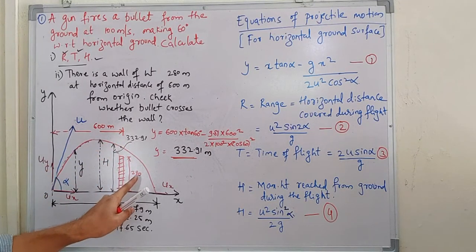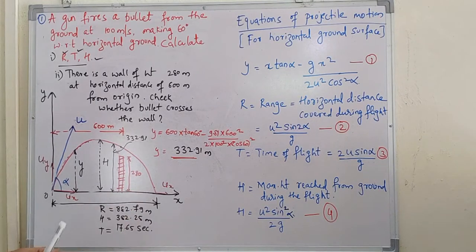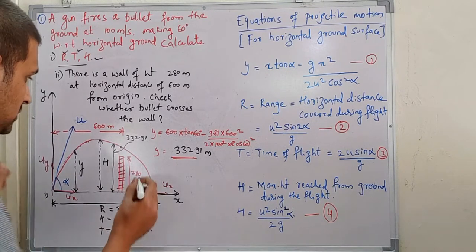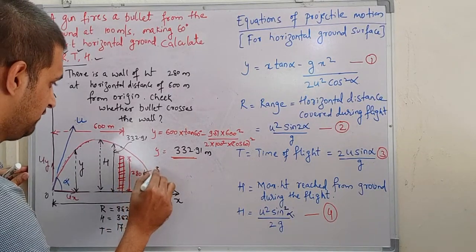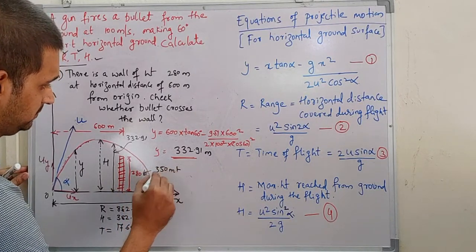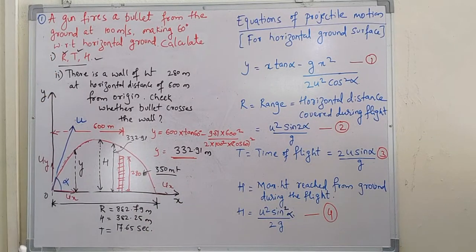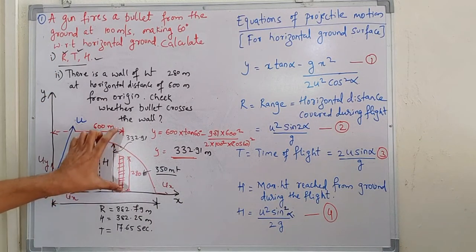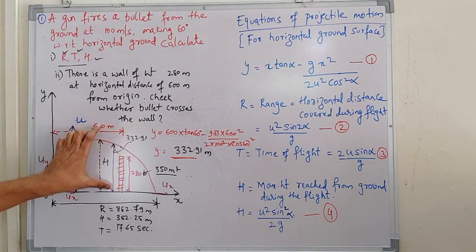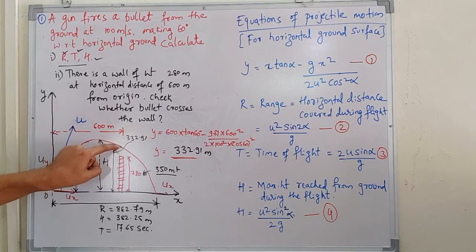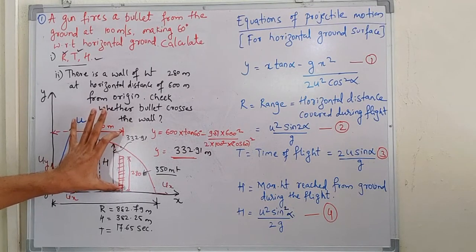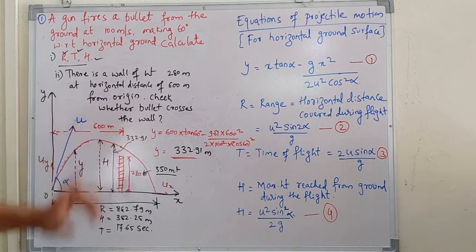So what if this is 350? What if the height of the wall is, instead of 280, 350 meter at the same location? Yes, it will hit the wall. Because the ordinate of the bullet will be 332 and the height of the wall is 350, it will not be able to surpass it and will hit the wall. See, you might come across these kinds of problems.